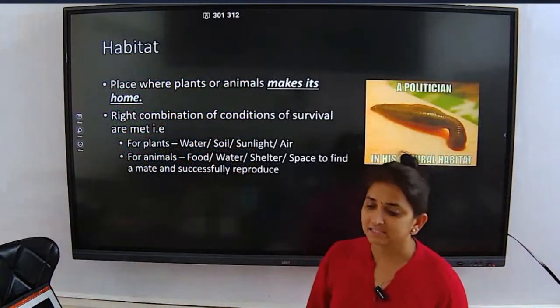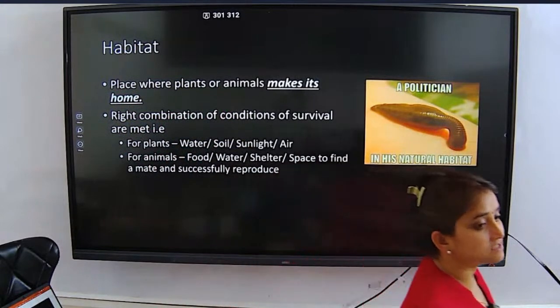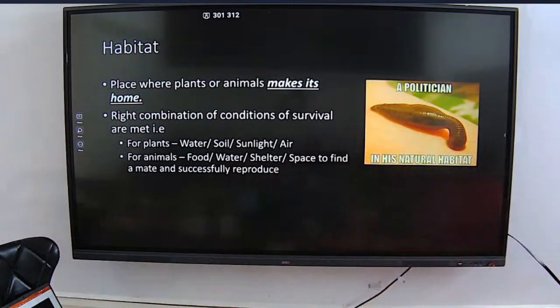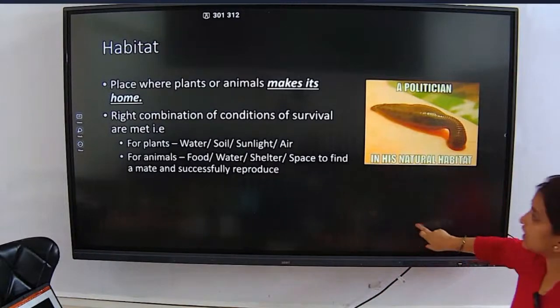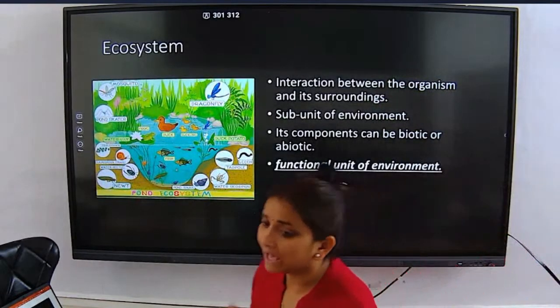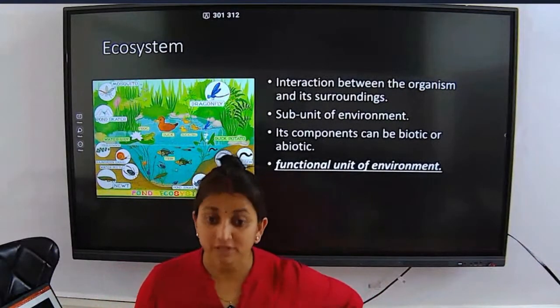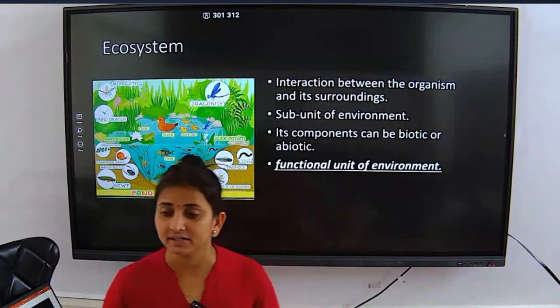Next term is habitat. Habitat is something which an organism chooses to live in. For example, you have chosen this institute. Why will an organism choose this particular habitat? Any idea? Why will an organism choose a particular habitat? To get something, correct? Right.